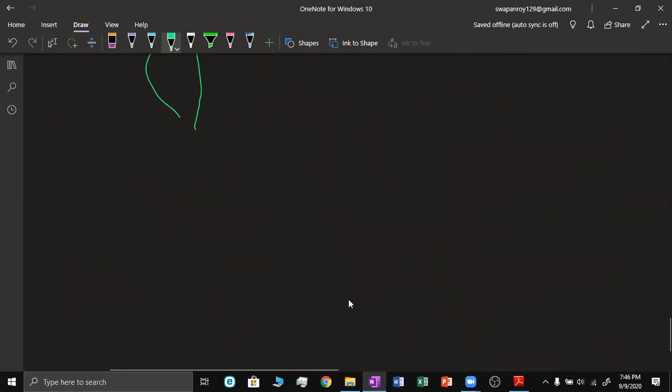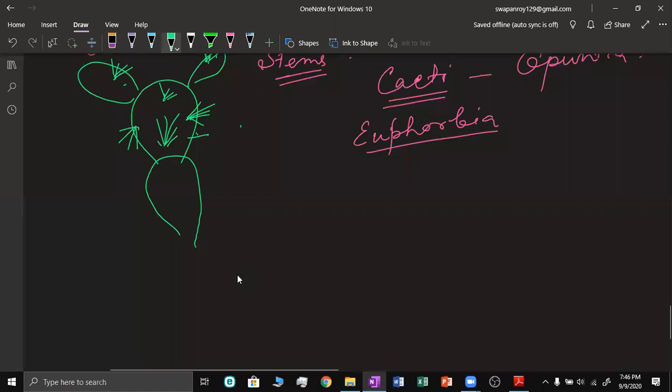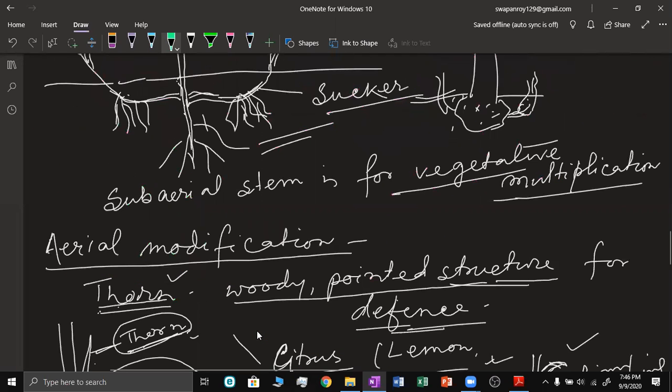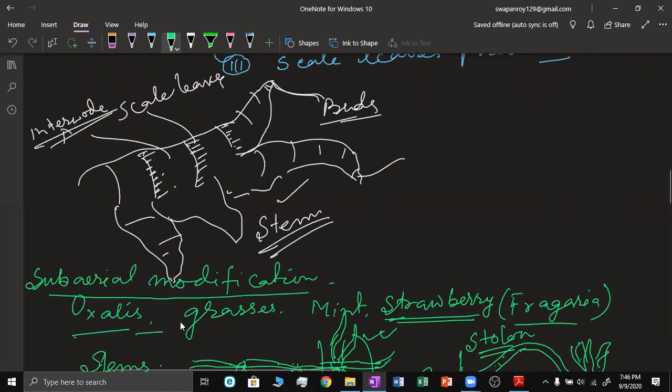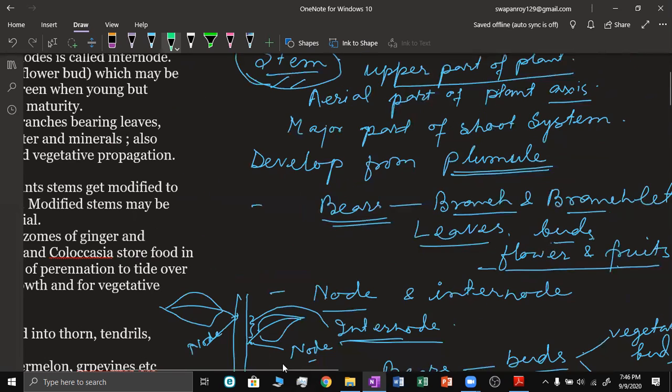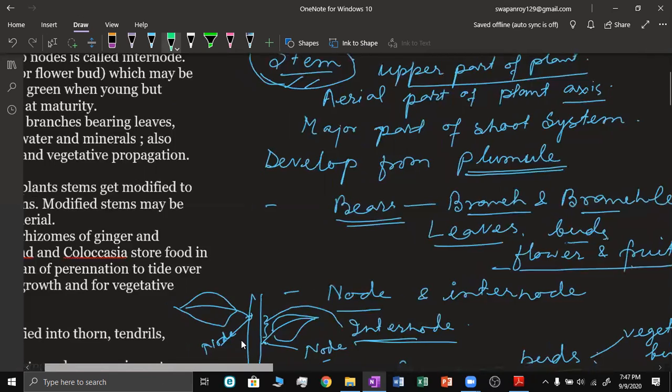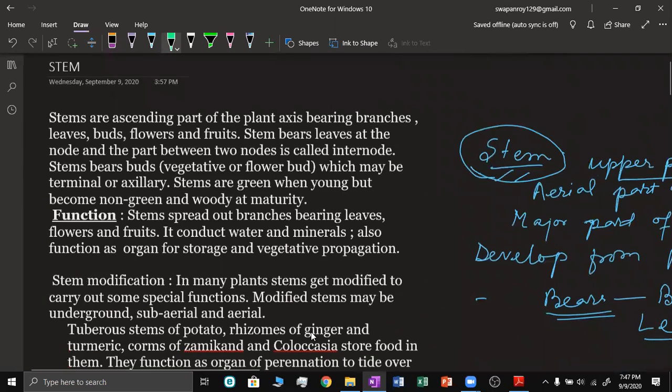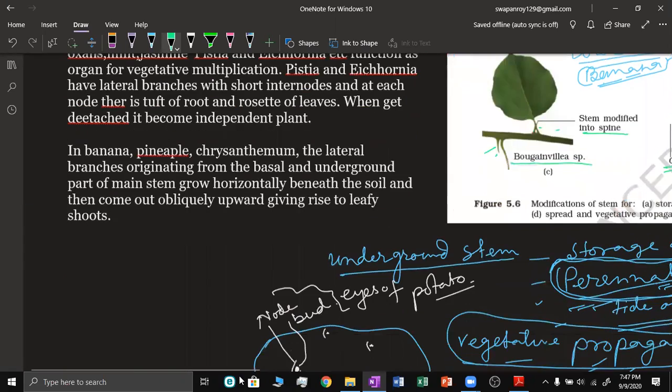Besides this, there are some other types of modifications of the stem also found, but we don't require them all here. We have to go according to our book, how much is there. Then the description of this you will find here. In short, you can get the description and read it.